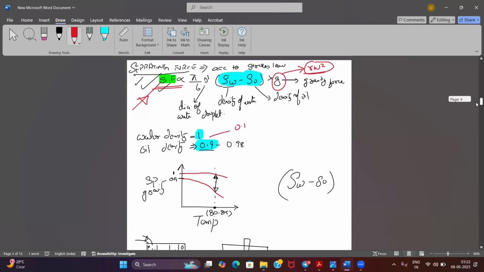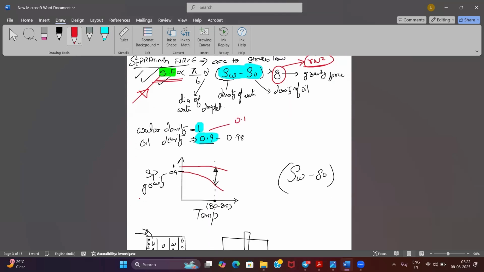But if I'm going to heat it up, you can see this specific gravity versus temperature curve, which I'm going to draw over here. This is density 1 of my water. 0.9 I've taken for oil, oil density, specific gravity 0.9. And this is 1 for water. And this temperature is at 0 degrees Celsius, or you can say at 15 degrees Celsius.